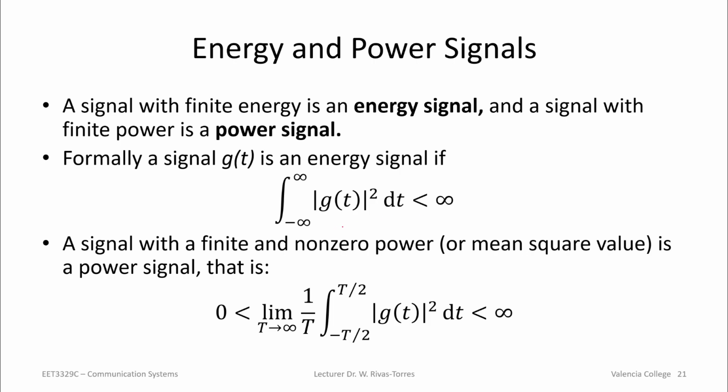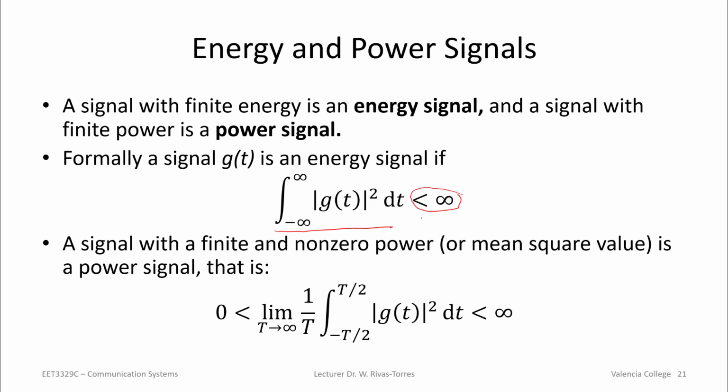That means that the energy, this is the formula for energy, this integral, has to be bounded, meaning that it has to be less than infinity to qualify as an energy signal. So not only does it have to tend to zero, as we said before, but whatever it is, the energy cannot go to infinity. If it goes to infinity, we really don't know what to do with that, okay?